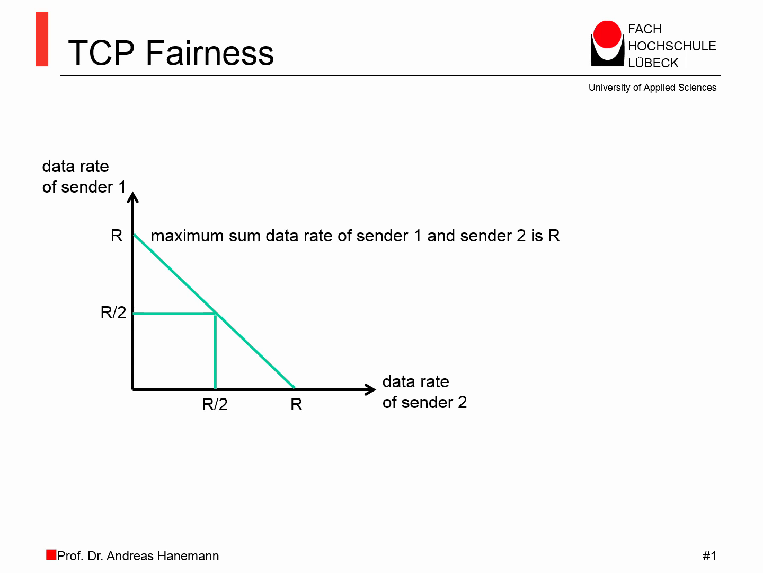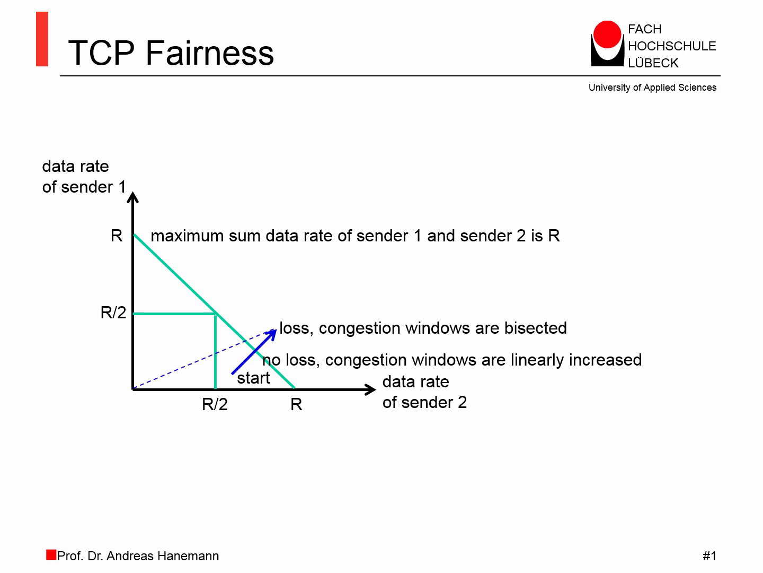Let us assume a start situation where sender 2's data rate is much higher than the data rate of sender 1. The sum of their data rates is below the maximum capacity. Both senders increase their data rates linearly as we know it from TCP congestion control. After some time, the maximum capacity of the network is exceeded so that there is segment loss. As a consequence, the congestion windows of both senders are bisected.